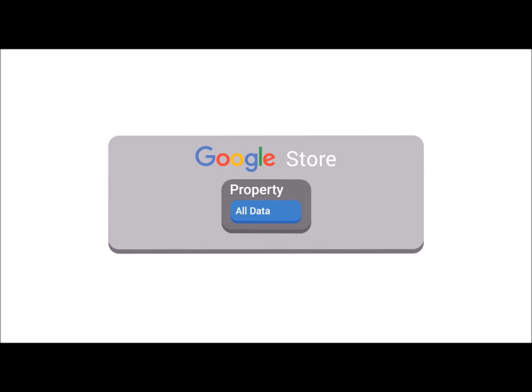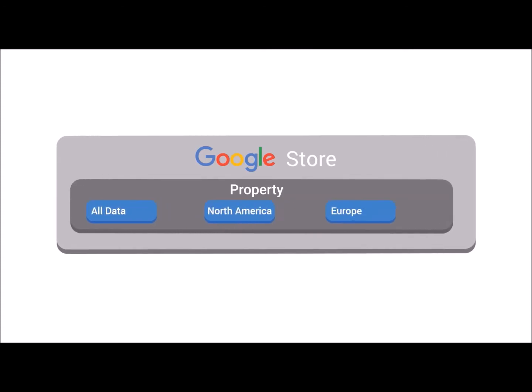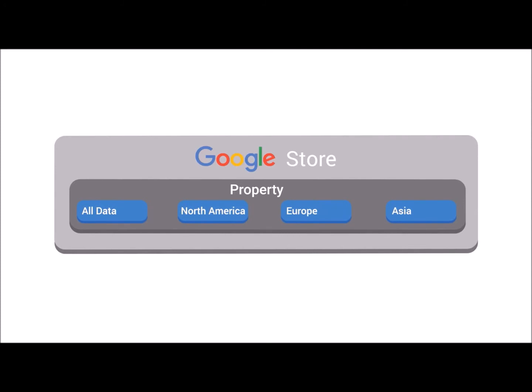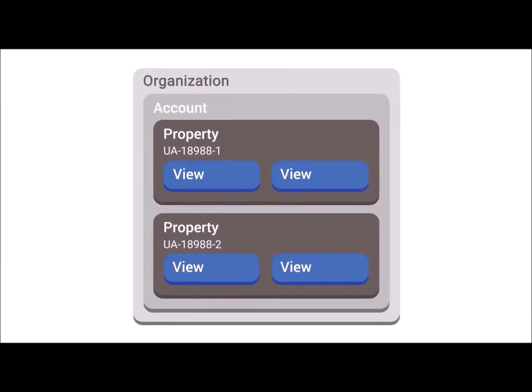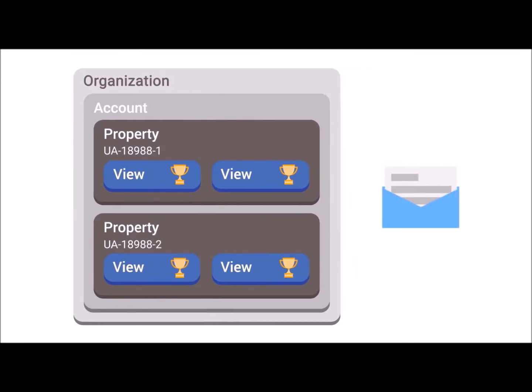For example, the Google Store sells merchandise from their website across different geographical regions. They could create one view that includes all of their global website data. But if they wanted to see data for individual regions, they could create separate views for North America, Europe, and Asia. If the Google Store wanted to only see data for external traffic that didn't include their own store employees, they could set up a view that filtered out internal traffic based on IP address.